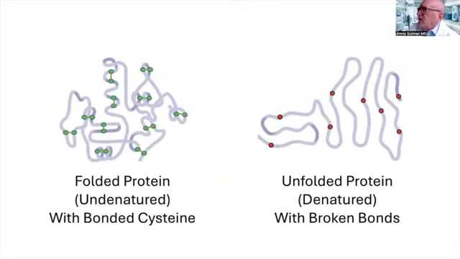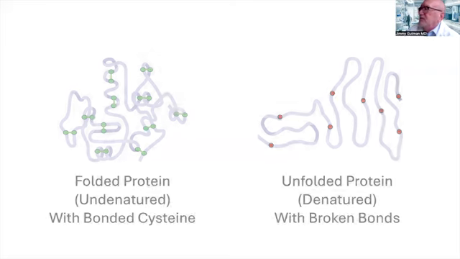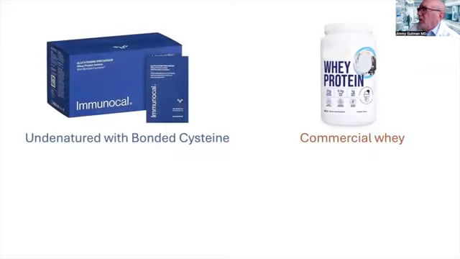On the left, we see an undenatured protein with intact bonded cysteine, which can act to raise glutathione. And on the right, we see a denatured protein with the broken bonds, which has lost its ability to raise glutathione. The one on the left is biologically active, and the one on the right is not.